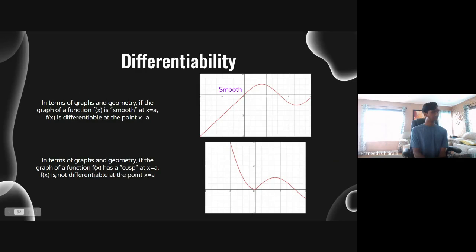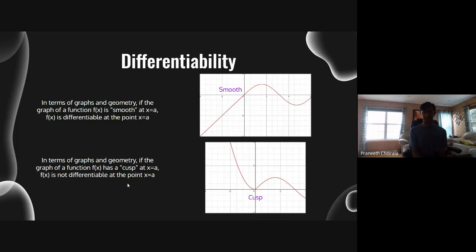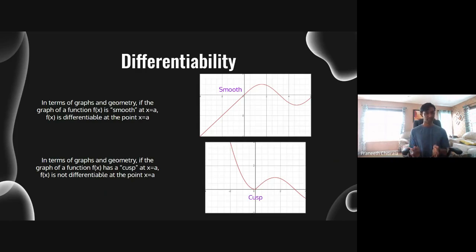But if the graph of a function f of x has a cusp at x equals a, and this has a cusp here, then f of x is not differentiable at the point x equals a. A cusp is just a sharp turn, or sharp change, in the function value. So remember that even if a function is continuous, it does not mean that the function is differentiable. Understand that fact.